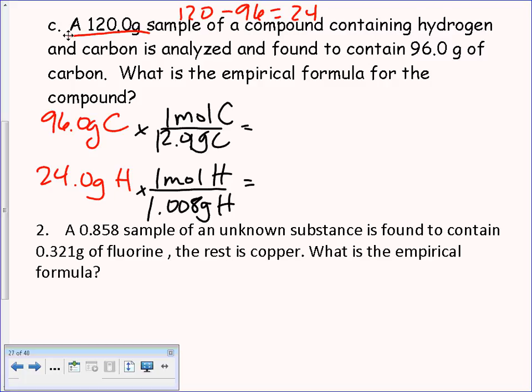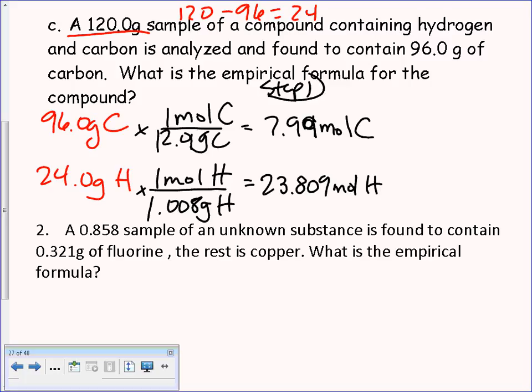What's your moles of carbon? 7 point what? Is it 9.4 or 9.9? I got 9.9 when I did it. Thank you. Okay, this one, 23.80 moles of hydrogen. Okay, so now we've gotten moles. Step 1 done. I'm just going to call it step 1 first, okay? What's step 2?